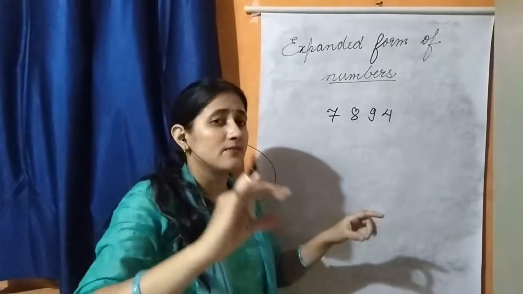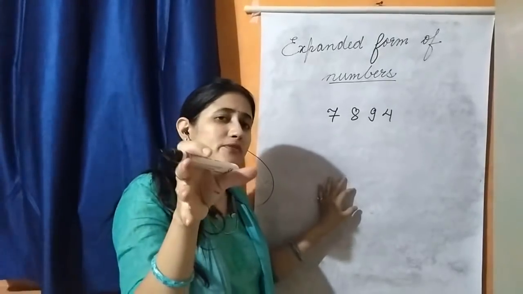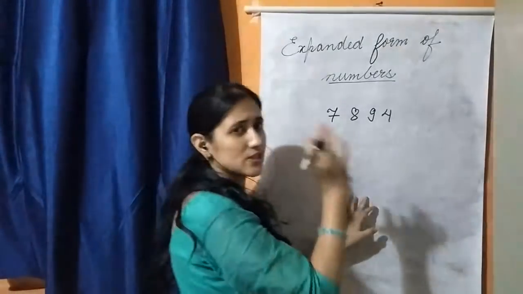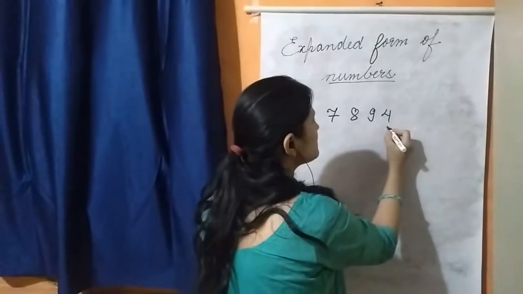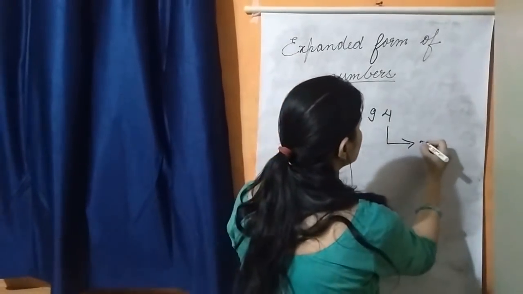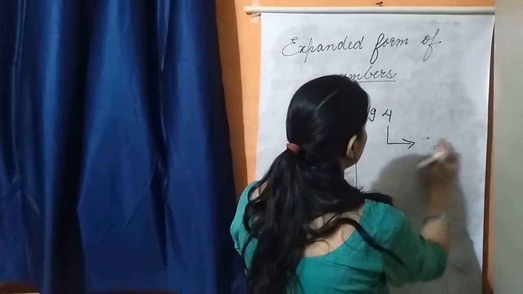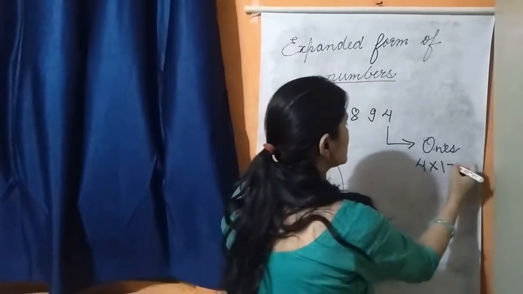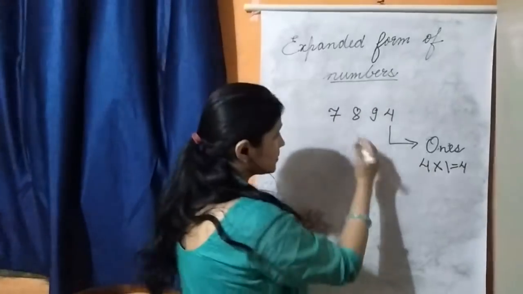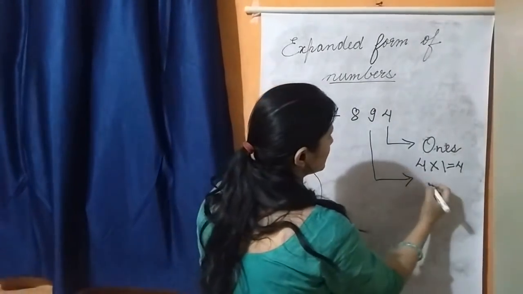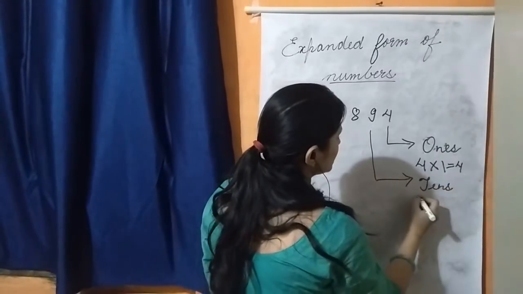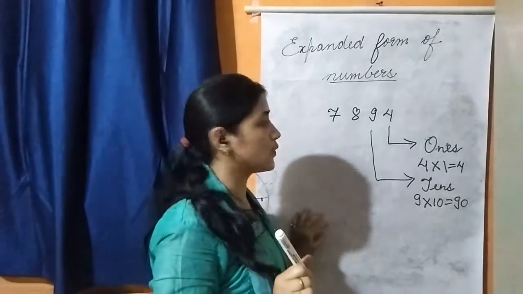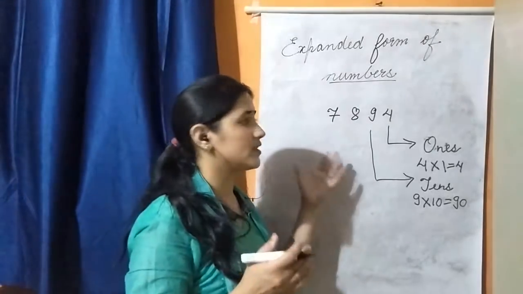So for writing it in the form of sum of place values, firstly it is very important to find out the place value of each digit here. Okay, so let us find out the place value. What is the place value of 4 here? It is 4 ones, that is 4 multiplied by 1 is equal to 4. Place value of 9 is tens, that is 9 multiplied by 10 is equal to 90. In the previous video also, students, I explained how to find out the place values.